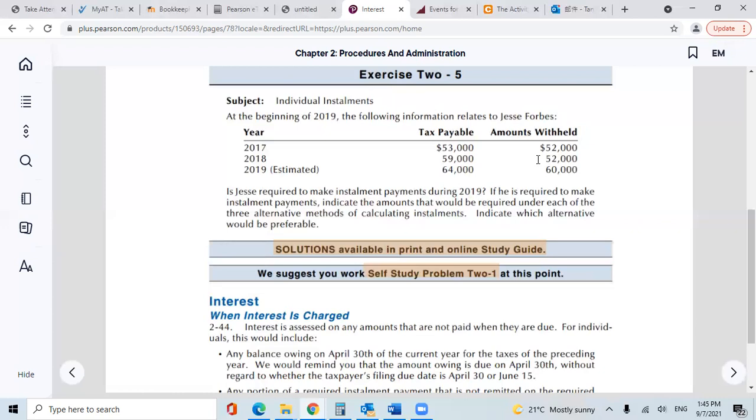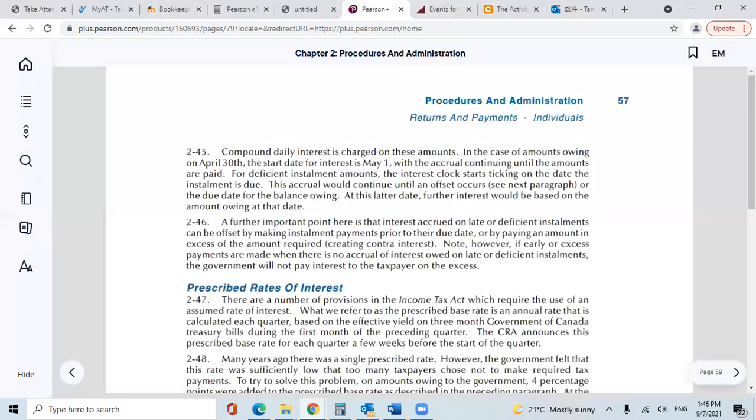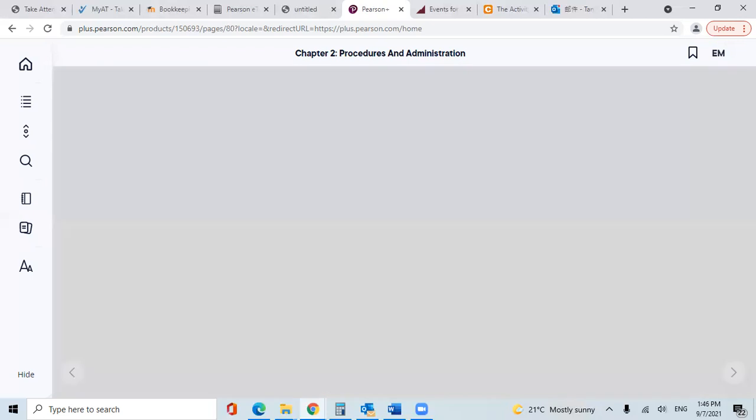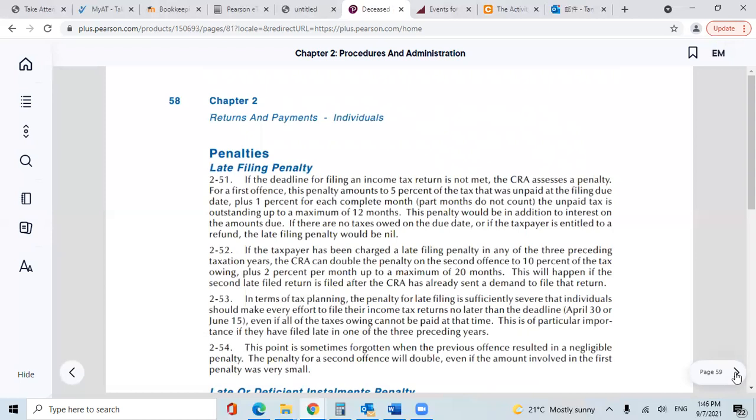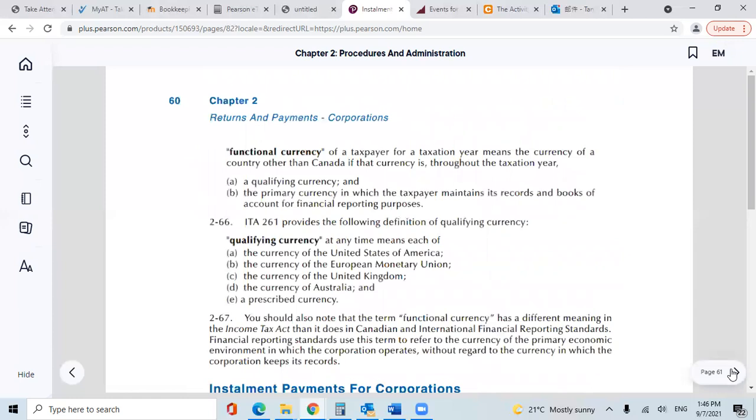So this is from our exercises from the book. The most questions I receive are from our homework. I'll quickly go to the homework and then we'll do this homework together. Okay. So the homework will be on page 77. Yeah, 77.